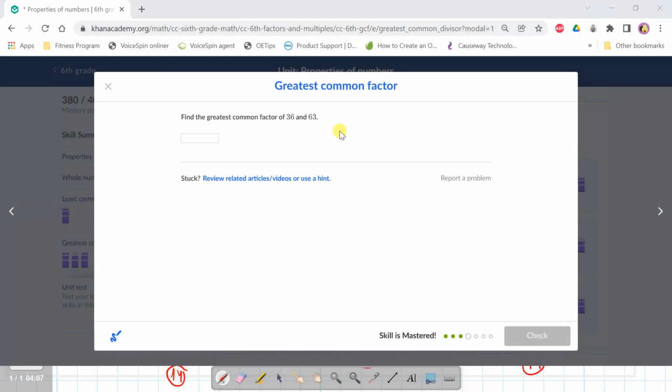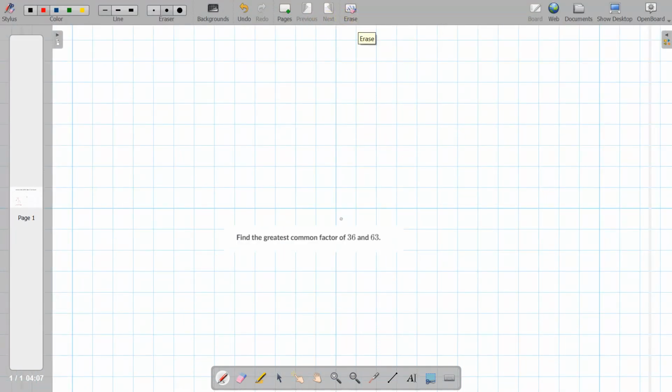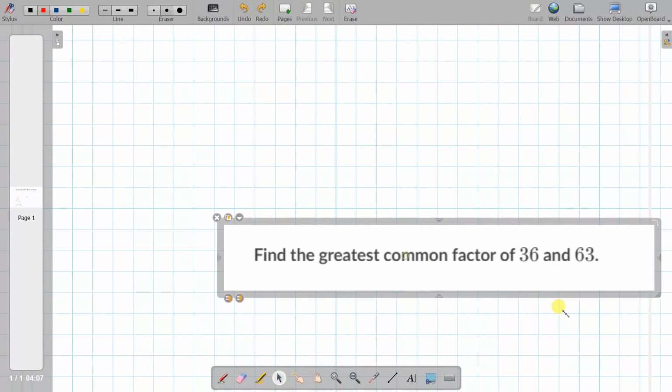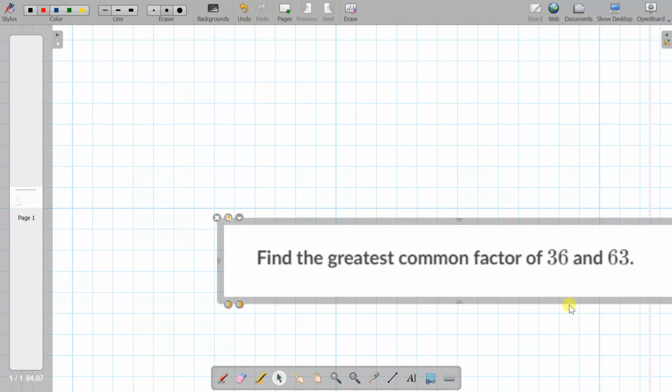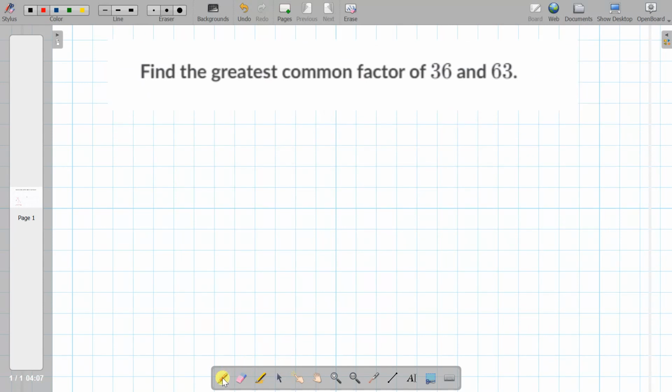Find the greatest common factor of 36 and 63. Okay, so 36, let's write it down as 6 and 6, 2 and 3, and 2 and 3. So 2 times 2 times 3 times 3 is 36.